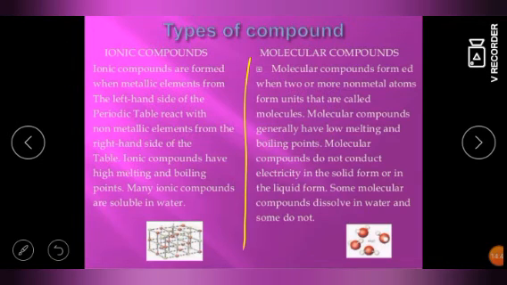Then there is the molecular compound. A molecular compound forms when two or more non-metal elements form a unit. Suppose H2O, water, is an example of a molecular compound. CO2 is also an example. So what is the basic difference between ionic compounds and molecular compounds? When metal and non-metal react, it will form an ionic compound. When non-metals react, it will form a molecular compound. Here the example is salt. Here the examples are water and carbon dioxide gas.